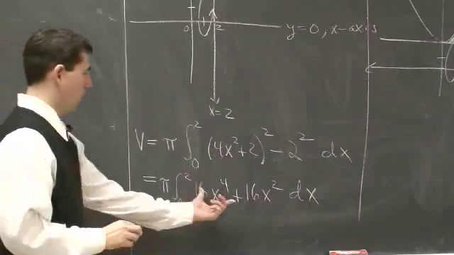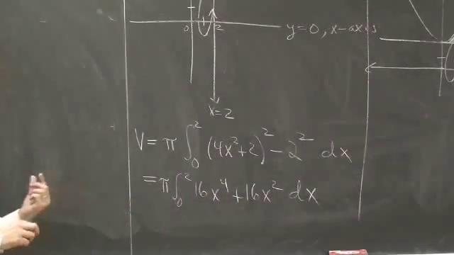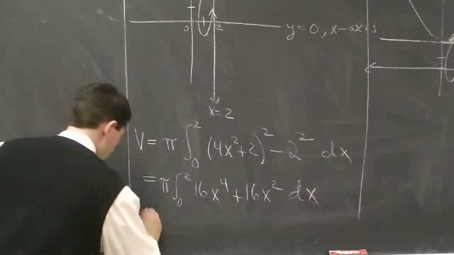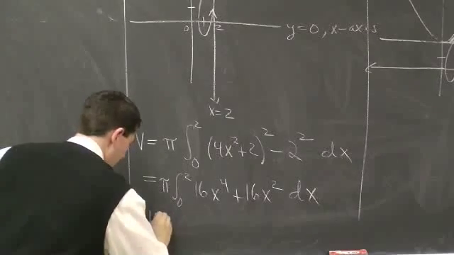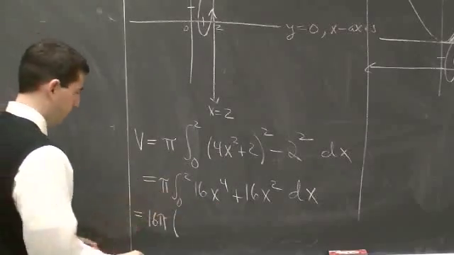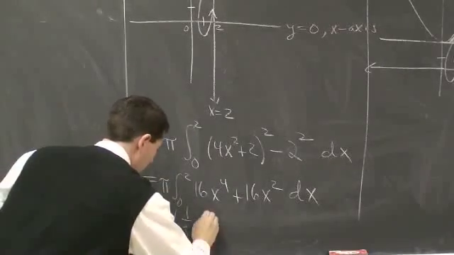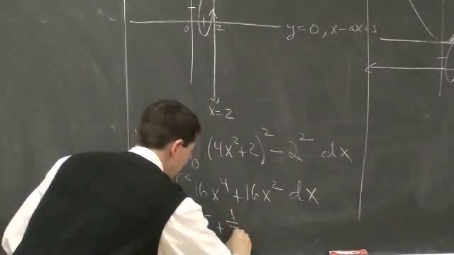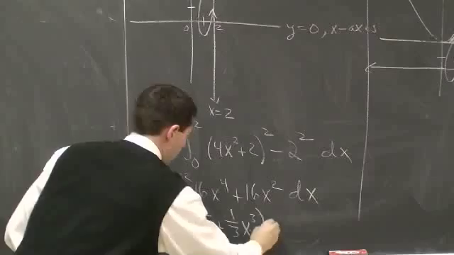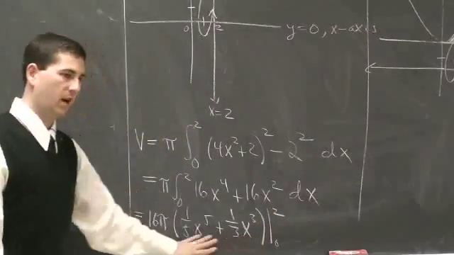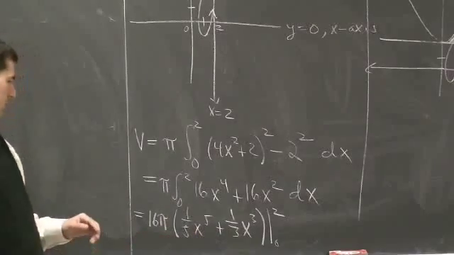Okay, so why don't we pull this 16 out? Because no sense making a mistake with that lying around. So we'll have 16 pi outside. Then we have to integrate x to the 4th, which is just a 5th x to the 5th. And then we integrate x squared. That's a 3rd x cubed. And then we have to evaluate at 0 and 2. Well, it's nice. The 0 is not going to do anything.